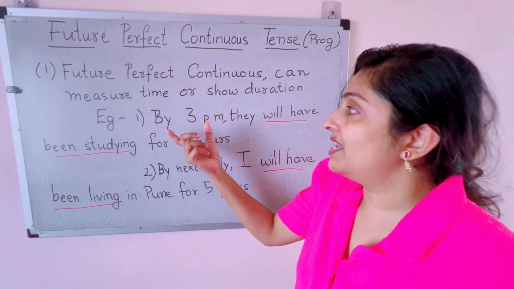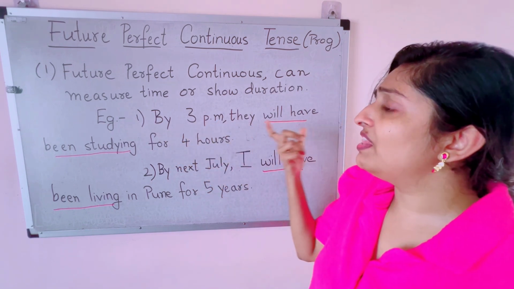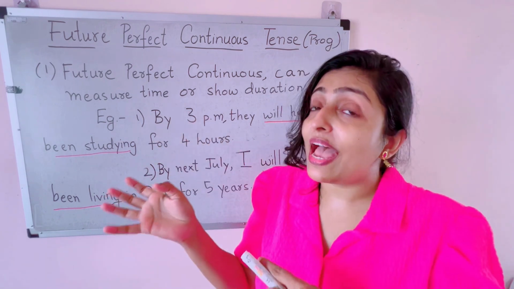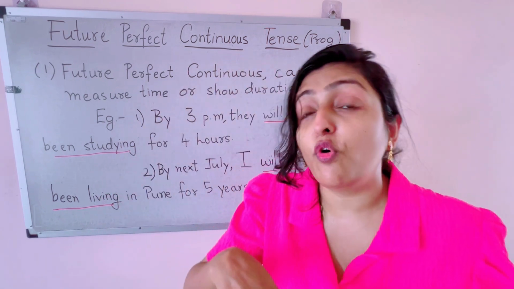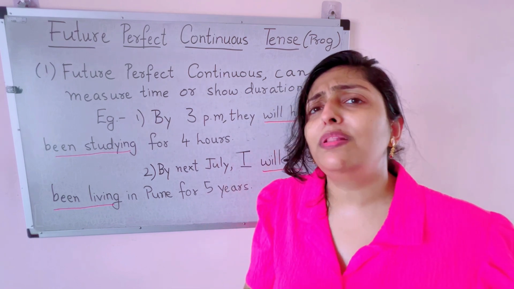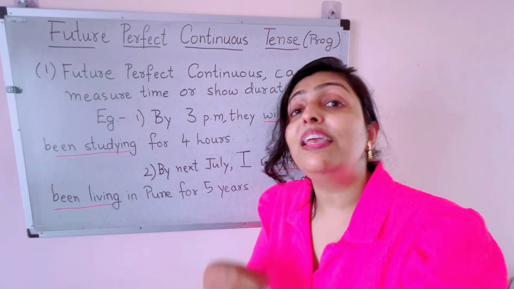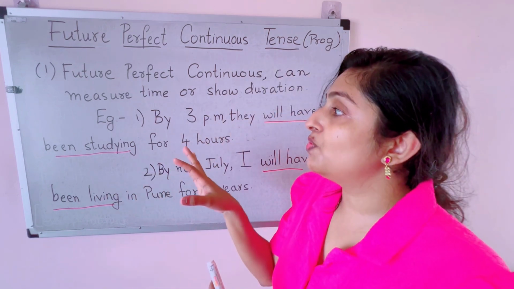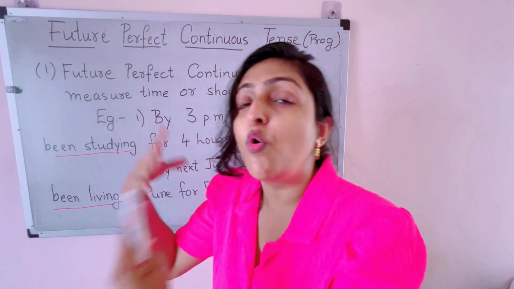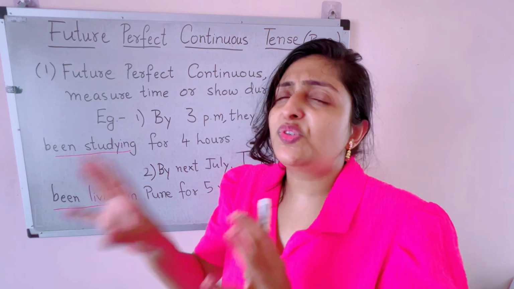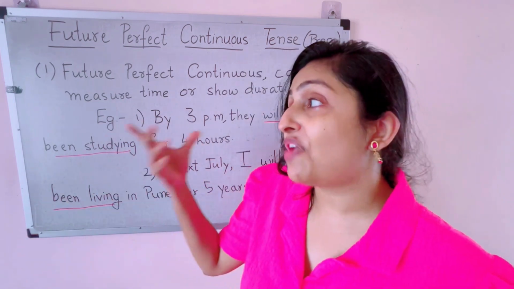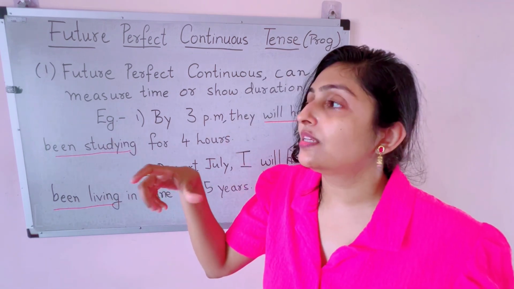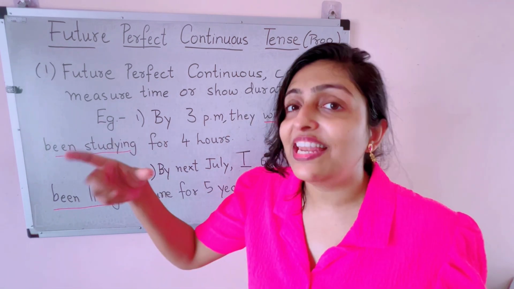Let's see this example. By 3 p.m. they will have been studying for 4 hours. It means that they would have started studying before 3 p.m. and it's possible that they will continue studying after 3 p.m. also. So that also shows there is a progression of time. There is no end of progressive activity in these examples, but we see a contradiction in the next rule.